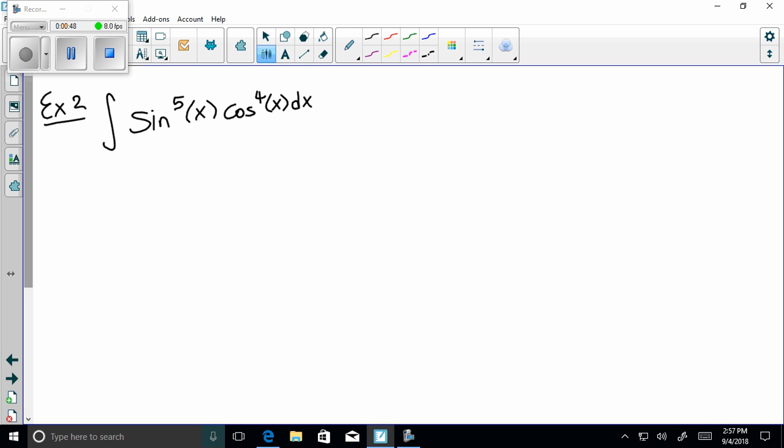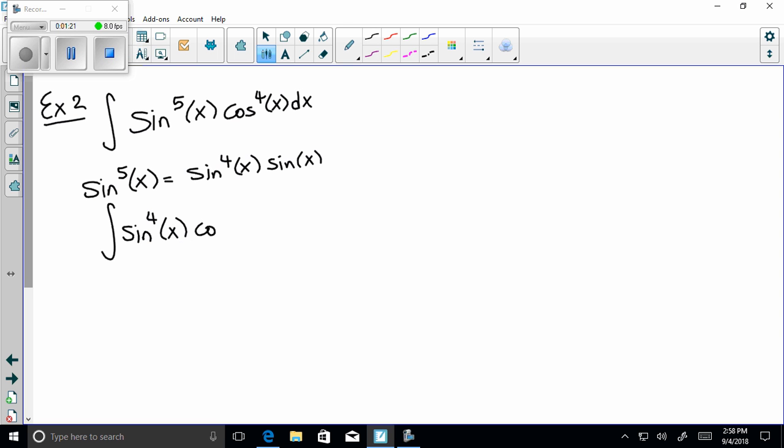So let me see if you learned the first step. What was the first step? Which one is odd over here? Sine 5x. So how am I going to write sine to the power 5 of x? Very good. Sine to the power 4x, and then sine x. Okay. So that's the first step. I write it like this: sine to the power 4x, cosine to the power 4x, and I'm going to bring the sine x here.